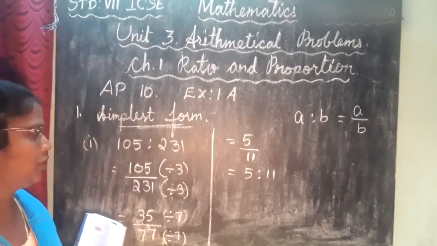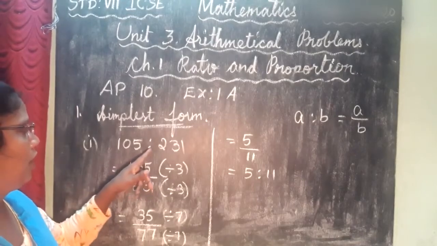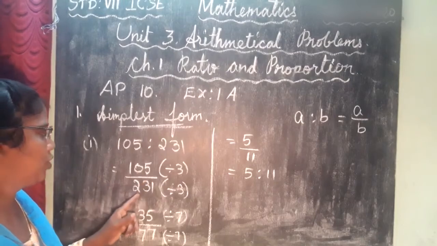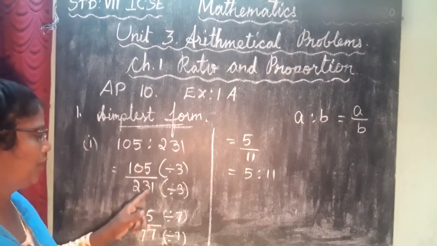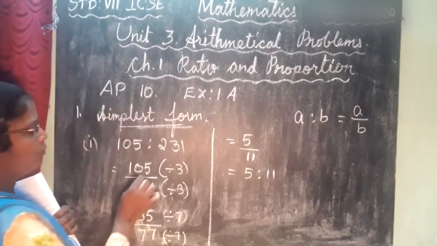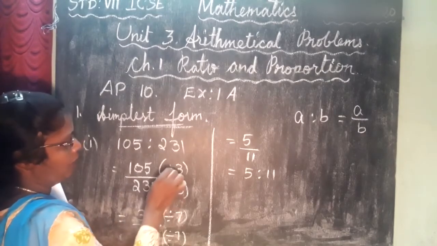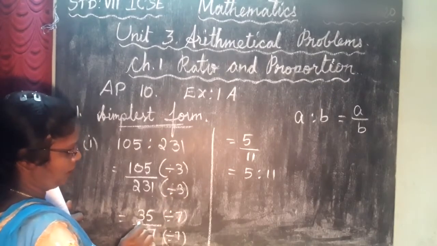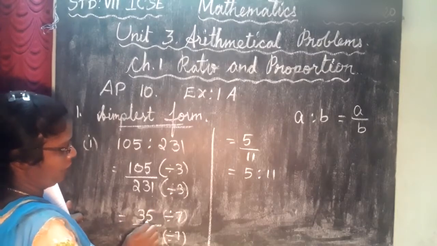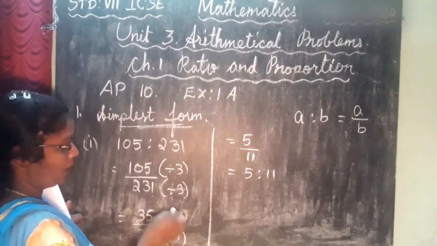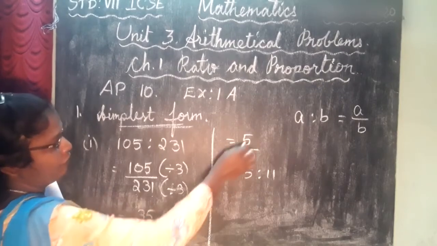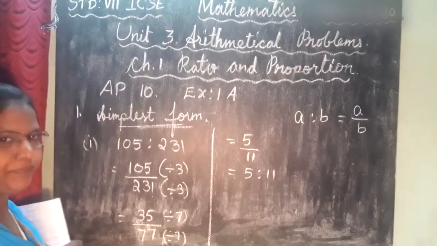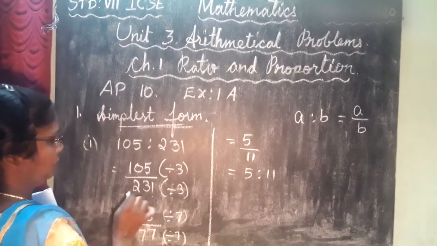5 and 11? No. So we have reduced into simplest form, and this can be written as the ratio 5:11. Understood? Once again, 105 is to 231 is written as the fraction 105 by 231. Both the numerator and the denominator I am dividing by the 3 table. When I cancel by 3, what am I getting? 35 and here 77. Again when I cancel this by 7, I am getting 5 by 11. So 5:11 is my answer. Understood? Okay.